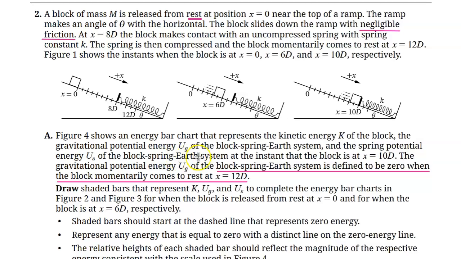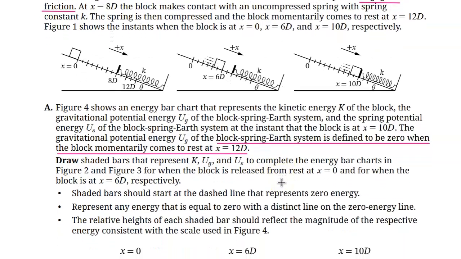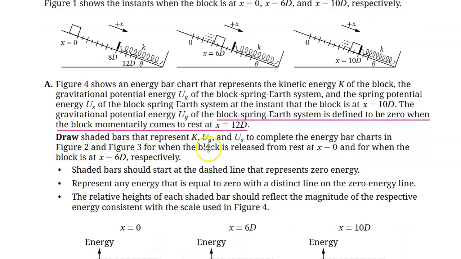potential energy, UG, of the block-spring-Earth system, and the spring potential energy, US, of the block-spring-Earth system at the instant that the block is at x equals 10d. The gravitational potential energy UG of the block-spring-Earth system is defined to be 0 when the block momentarily comes to rest at x equals 12d. Draw shaded bars that represent kinetic energy, gravitational potential energy, and spring potential energy to complete the energy bar charts in Figure 2 and Figure 3 for when the block is released from rest at x equals 0 and for when the block is at x equals 6d respectively.